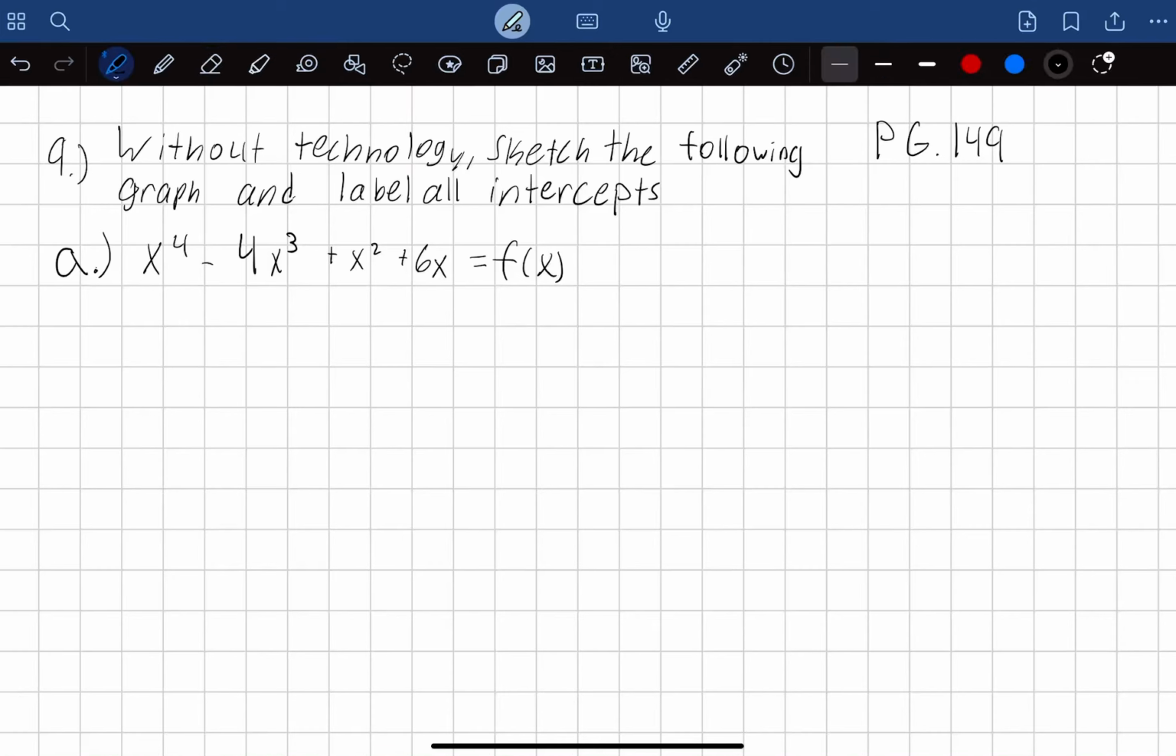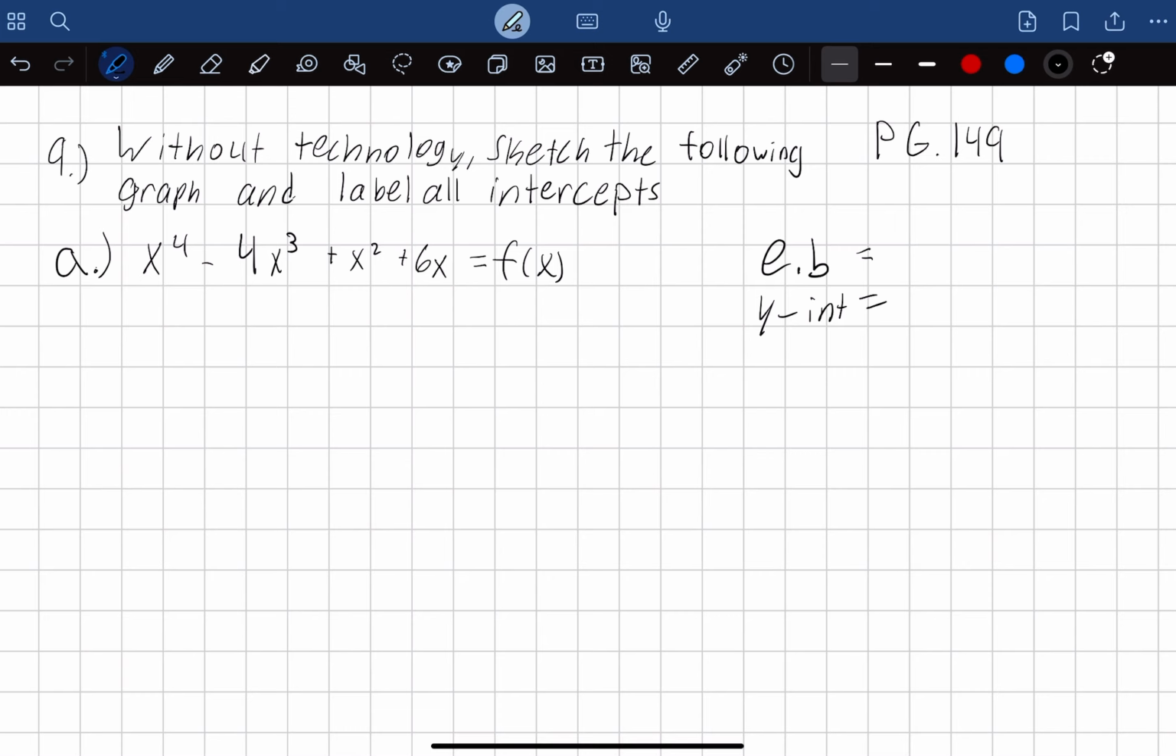Now looking here on page 149, question 9, we're looking at how to actually sketch graphs with intercepts without technology. So if we look here, we have this function f of x, and the first things we're going to find is our end behavior and our y-intercept. That's because these are things that we can tell from the original function. We don't have to change anything.